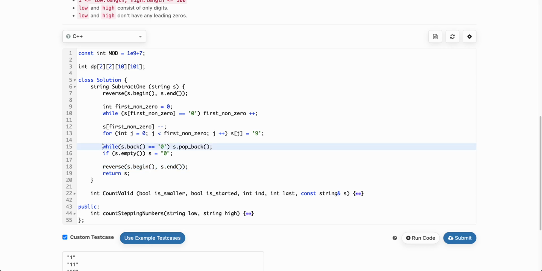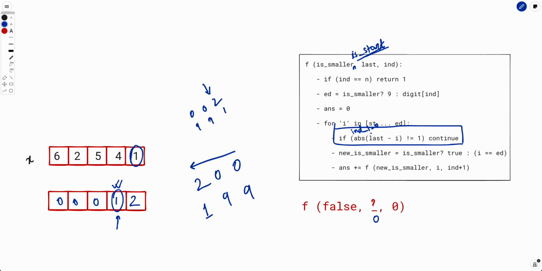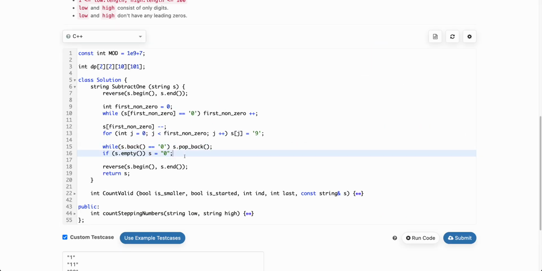Now this is one small edge case that you need to handle. Let's say the number was 100. In that case, if you subtract 1 from here, it will become 099, right? So you don't want to return 099. Instead, you want to just return 99, right? So that's where we are iterating from the front, and we are popping out all the 0 digits. So that's what we are doing here, and finally we reverse it and return it.